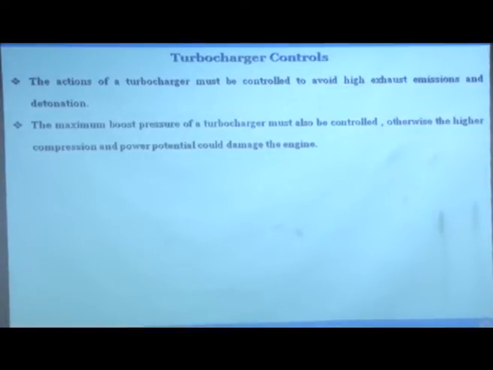So, the maximum boost pressure of the turbocharger must be controlled, otherwise the higher compression and the power potential could damage the engine because of the detonation.